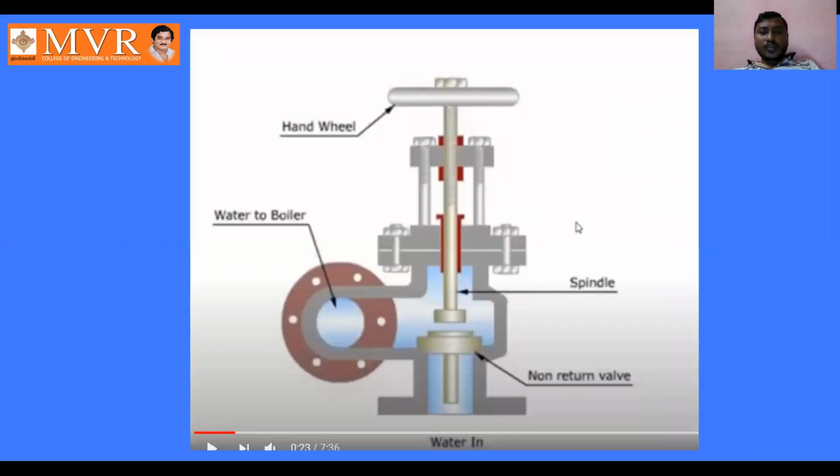Coming to the next mounting, we are going to learn about the feed check valve. Here you can observe that the feed check valve works in the same way as the steam stop valve. See here, this is the hand wheel. The hand wheel rotates in clockwise as well as anti-clockwise directions. Here we have the water to the boiler, and the spindle which moves upward when the handle rotates. And this is the non-return valve, and from here the water enters.